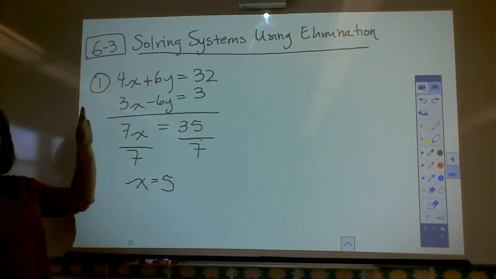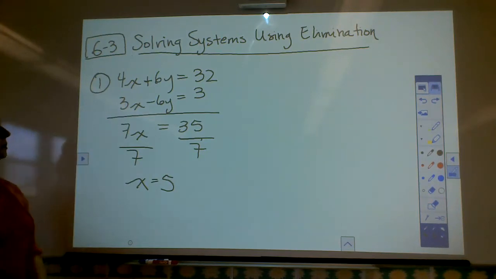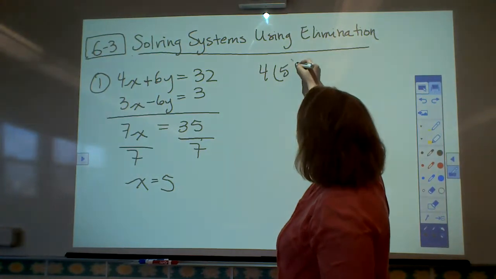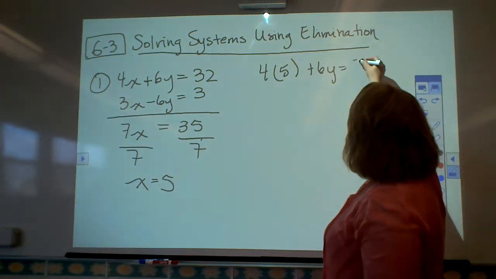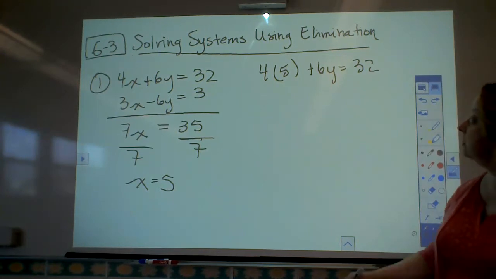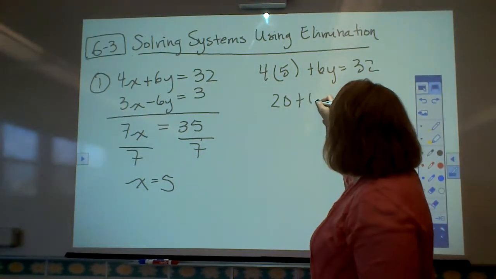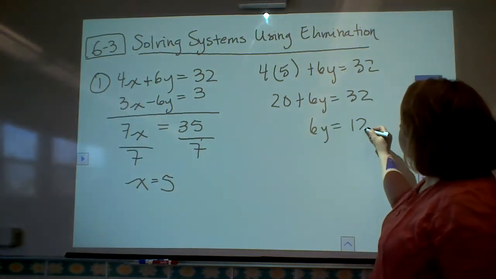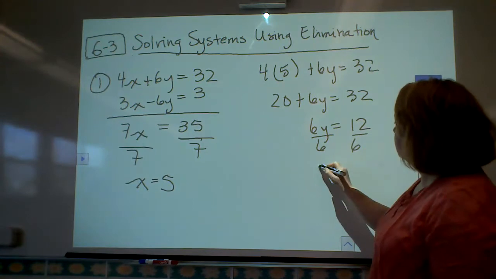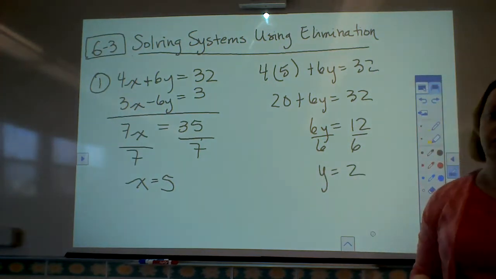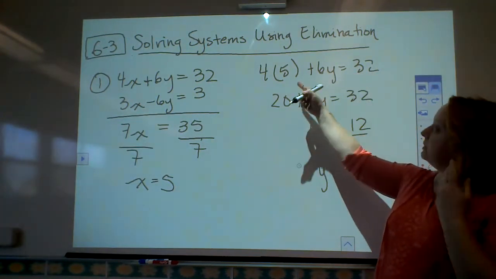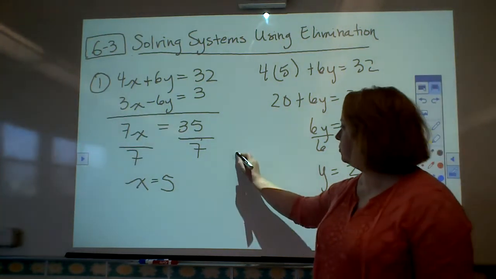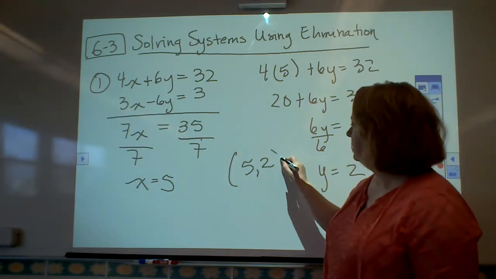And so we just sub it in into one of the equations here. We're just going to use the top one. So I get 4 times 5 plus 6y is equal to 32. So 20 plus 6y equals 32. 6y is 12. Divide by 6, and y is 2. Okay? So this step, I just subbed in the 5 for x, did my algebra, came up with 2, and the ordered pair is 5, 2.